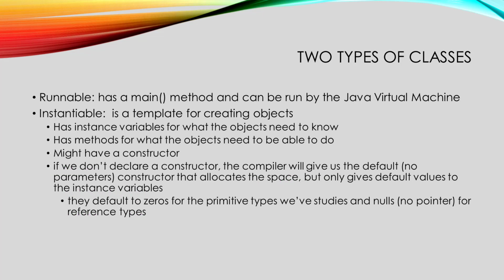So now we have 2 types of classes. A runnable class has a main method, and that means that it can be run by the JVM. An instantiable class is a template for creating objects. It contains instance variables that each object gets a copy of, and methods for the actions the objects need to be able to do. If you want to initialize some of the values when you create a new object, we'll build a constructor. If we don't do that, the default constructor will allocate space for the object and initialize all the instance variables to 0 for primitive types and null, meaning no pointer, for reference types.